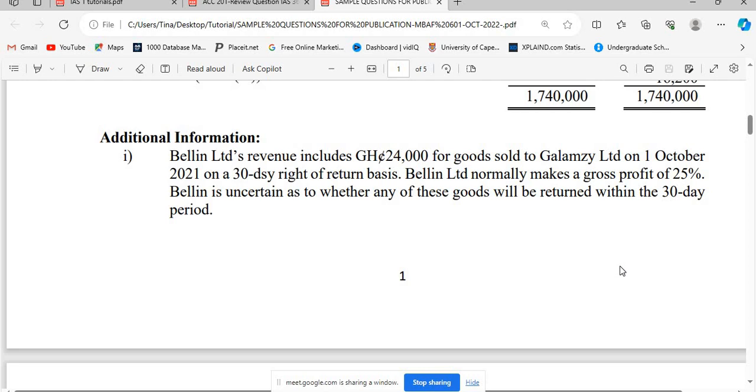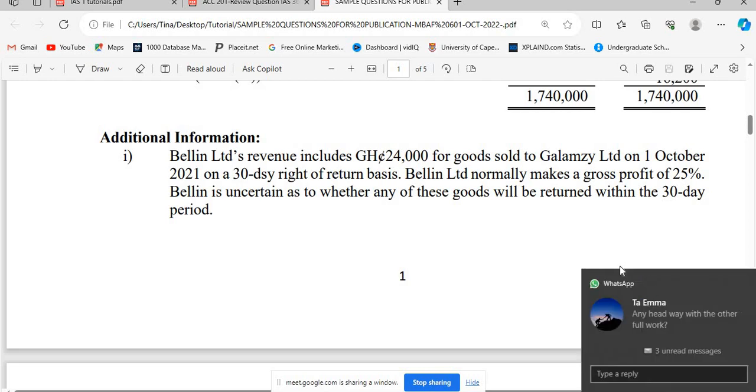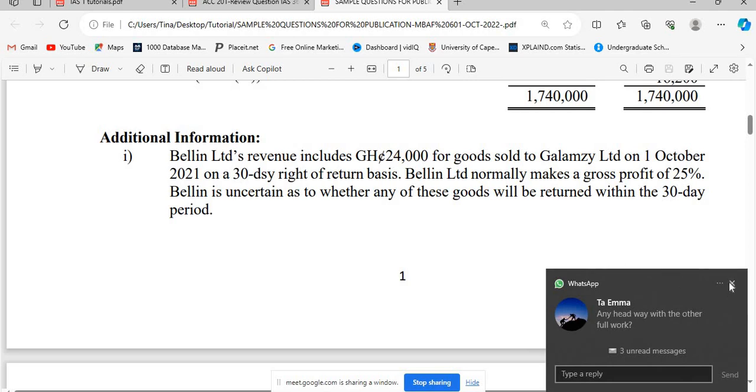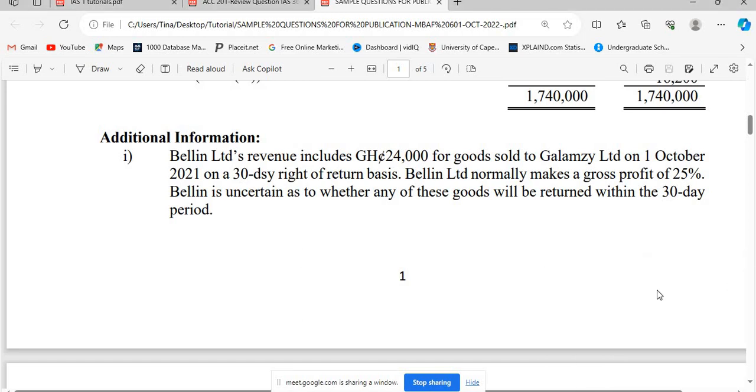Berlin Limited revenue includes 24,000 Ghana cedis for goods sold to Galamsey Limited on 1st October 2021 on a 30 days right of return basis. Berlin Limited normally makes a gross profit of 25%. Berlin is uncertain as to whether any of these goods will be returned within the 30 days period.